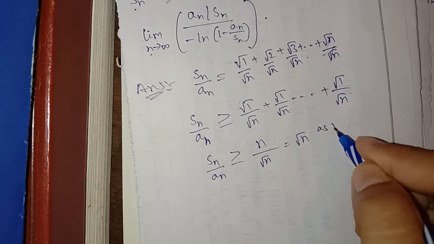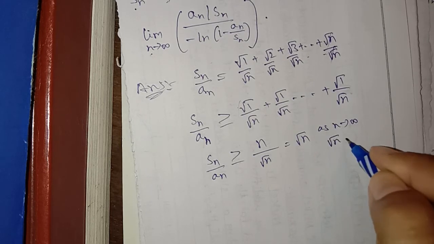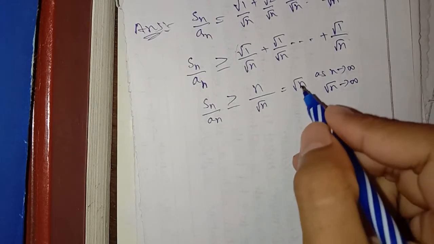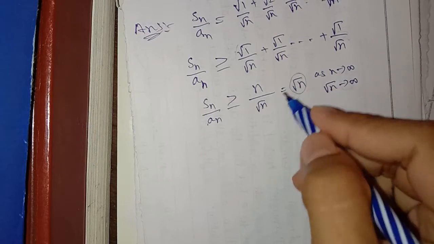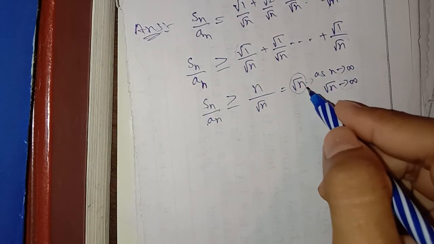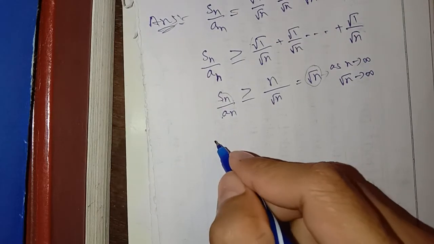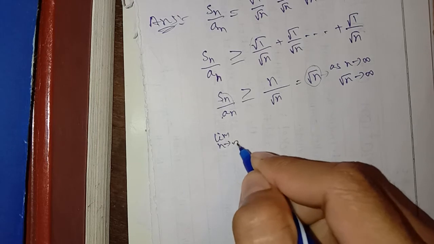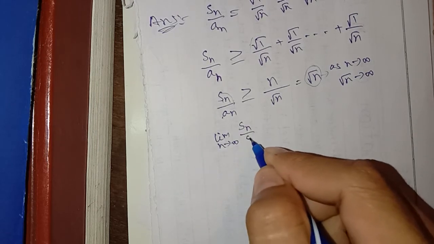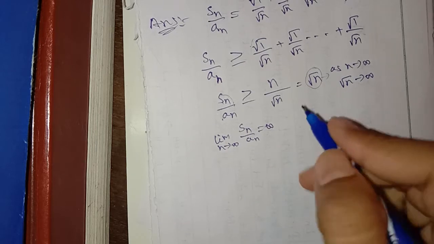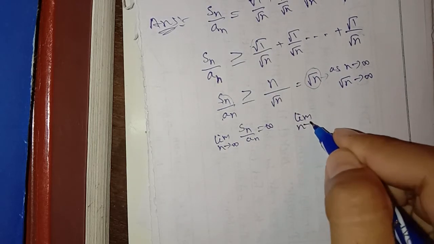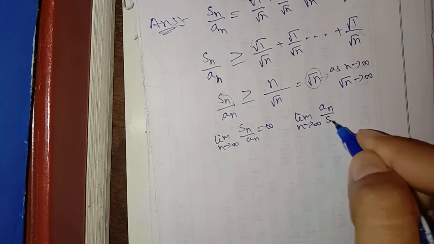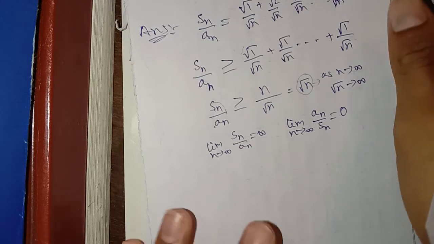As n tends to infinity, root of n tends to infinity. So by comparison, Sn by an is greater than this. If this diverges, then this also diverges by comparison test. So we can say that limit n tends to infinity, Sn by an is equal to infinity. Then limit n tends to infinity, an by Sn is equal to 0. Reciprocal of infinity is 0.